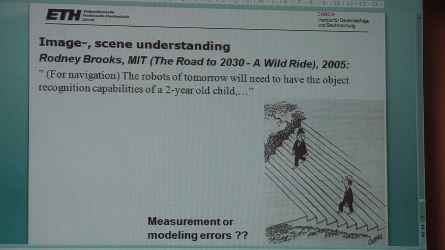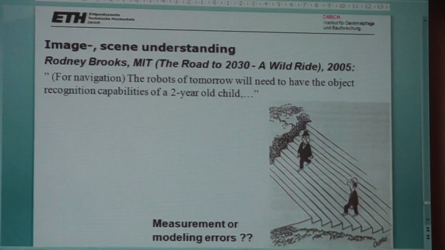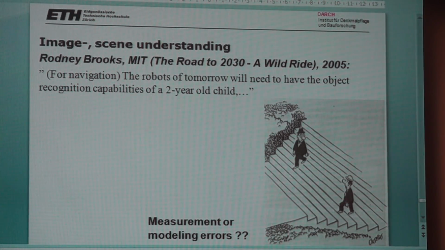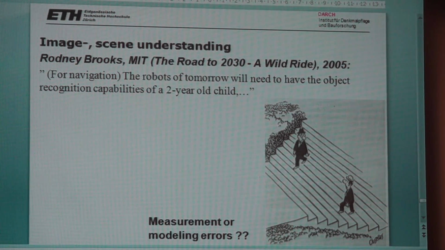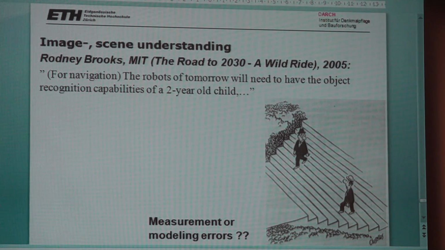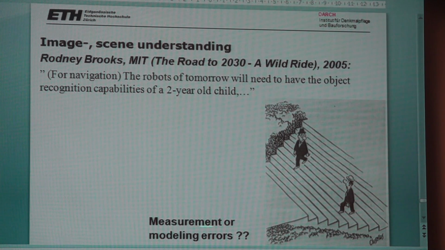A very pessimistic statement for us when we think about automation. The robots of tomorrow, so we are not yet there even, will need to have the object recognition capabilities of a 2-year-old child. This is where we are in terms of image interpretation. A big, big problem, and the final frontier for any remote sensing person and any photogrammetry person, anybody who works with images. And the question is always, is the problem based on measurement or modeling errors?